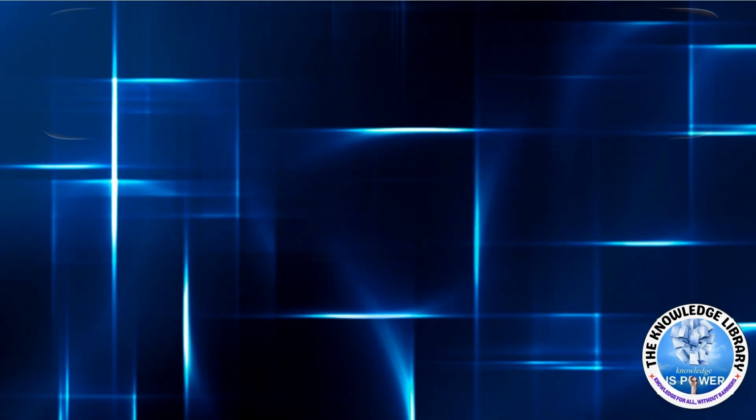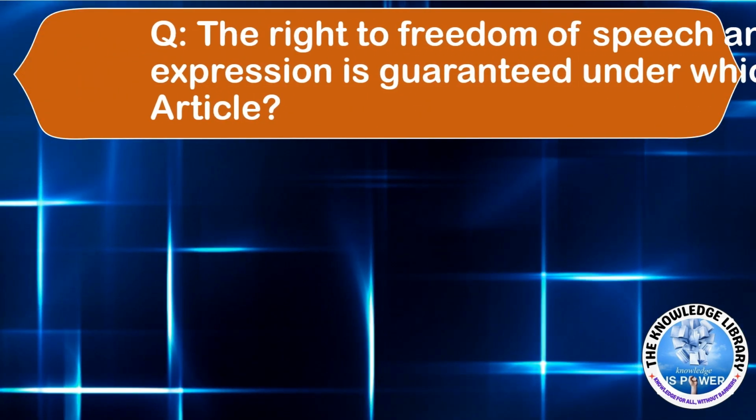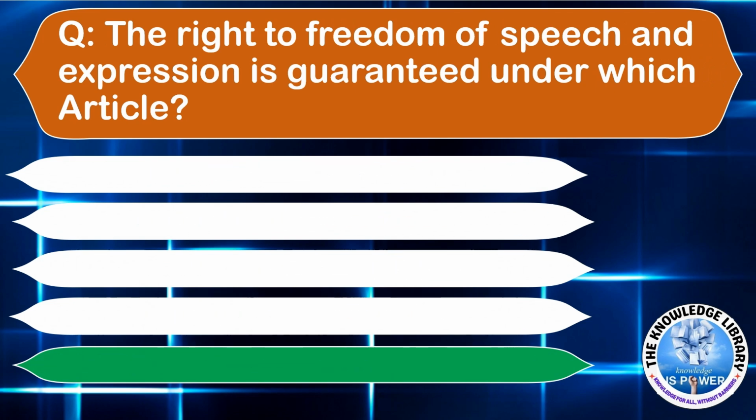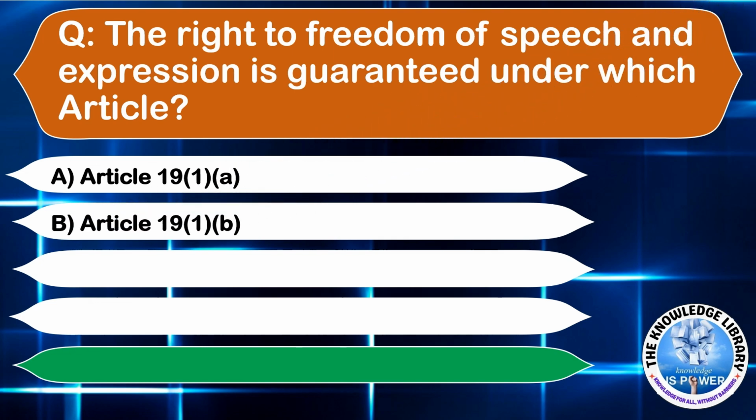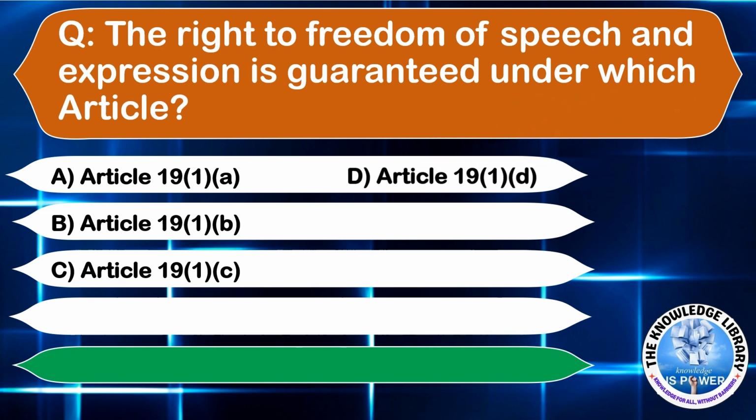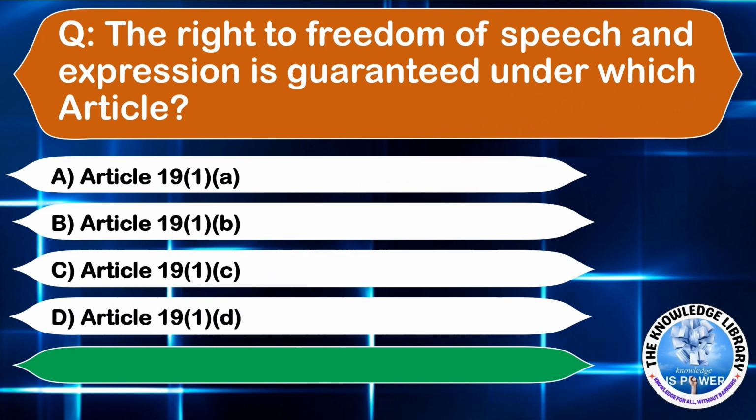The next question is, the right to freedom of speech and expression is guaranteed under which article? Option A, Article 19. Option B, Article 19. Option C, Article 19.1, Part C. Option D, Article 19.1, Part D. Answer is option A, Article 19, Part 1A.